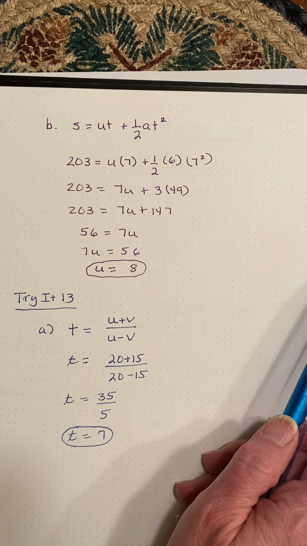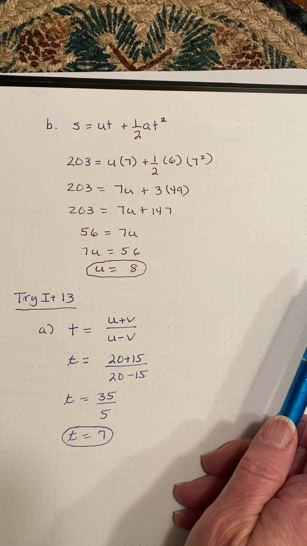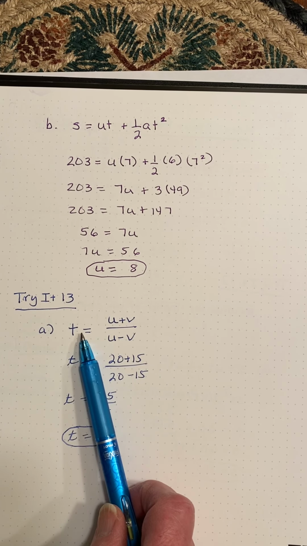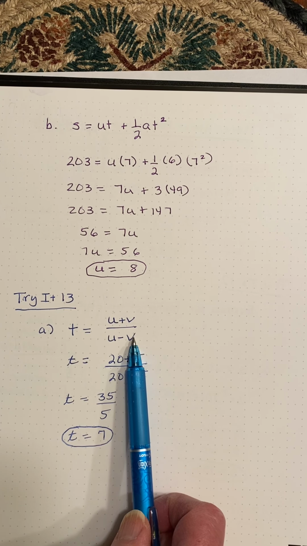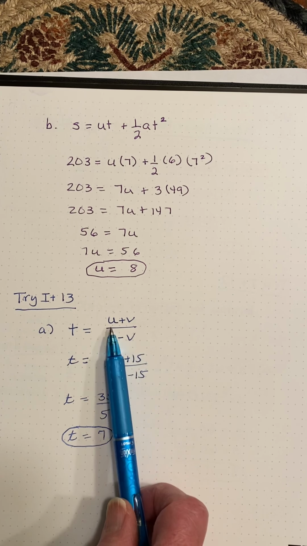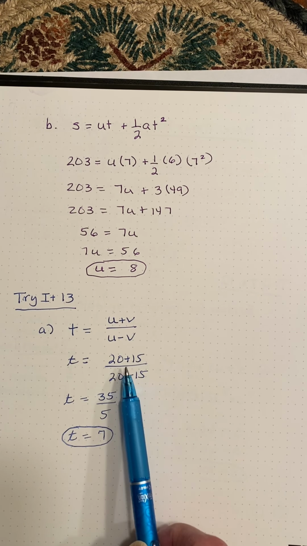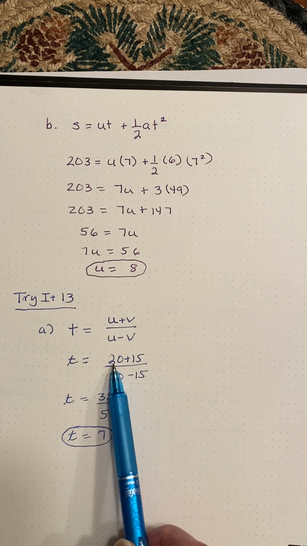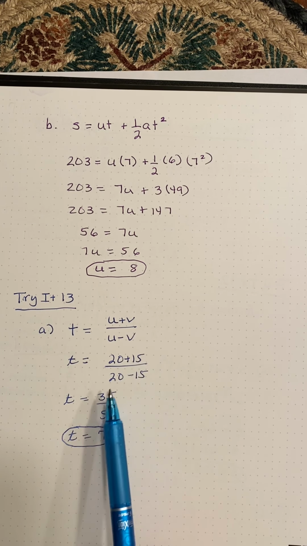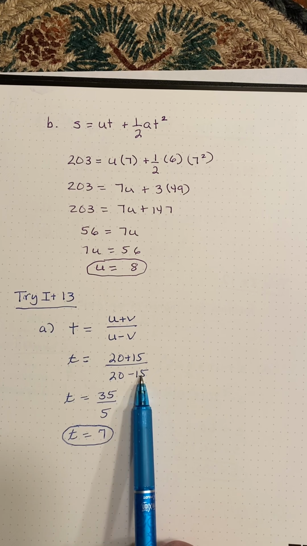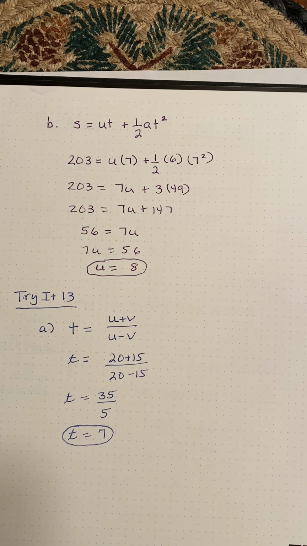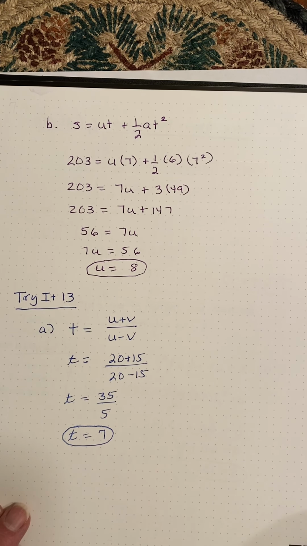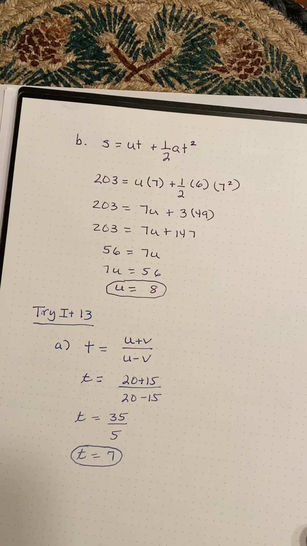Okay, moving on to Try It 13. Now our formula is this. T equals (U plus V) over (U minus V). So A asks us to find the value of T when U is 20 and V is 15. So T is going to be 20 plus 15, which is 35, over 20 minus 15, which is 5. And of course, 35 divided by 5 is 7. So therefore, T is worth 7. So far, so good.